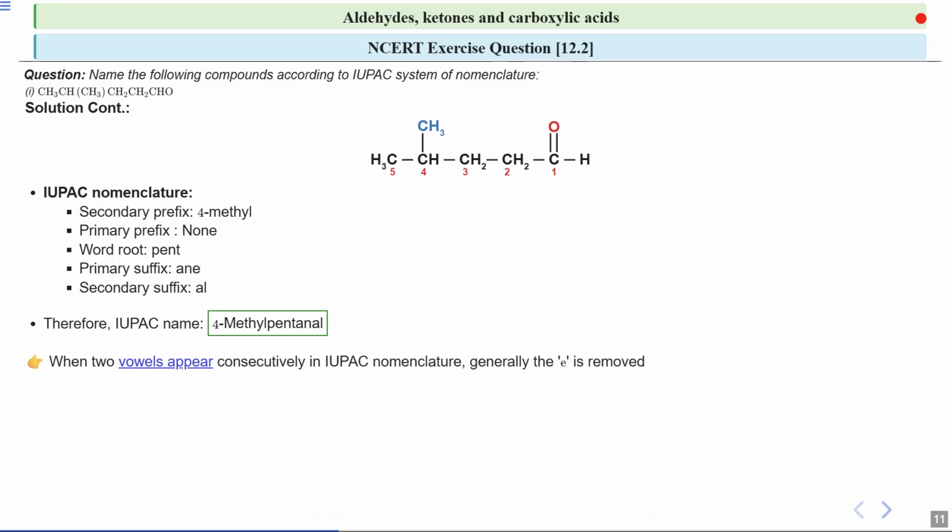So whenever two vowels appear consecutively in the IUPAC nomenclature, generally the E is removed. Okay, for example, you can take pentane. In pentane, E is also a vowel and A is also a vowel. Okay, so if two continuous vowels are coming, we generally remove this E, and we write it as ANAL.